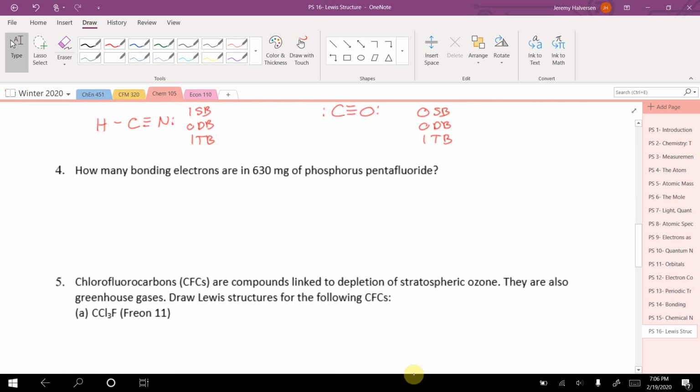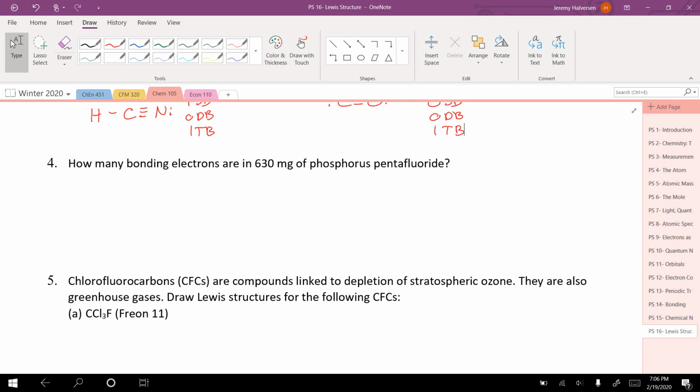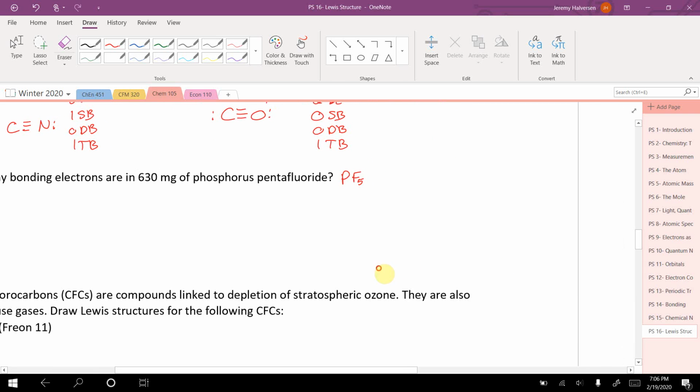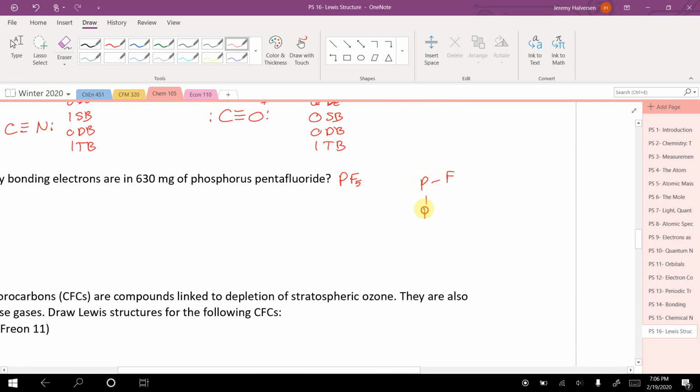All right. How many bonding electrons in 630 milligrams of phosphorus pentafluoride? Well, first thing here is to draw phosphorus pentafluoride. It has 5 plus 7 times 5 is 35, so 40 total electrons. 2, 4, 6, 8, 10, 12, 14, 16, 18, 20, 22, 24, 26, 28, 30, 32, 34, 36, 38, 40. Okay, it's an F. If you were to calculate formal charges, you'll see that there's 0 for everything, so my structure is done.